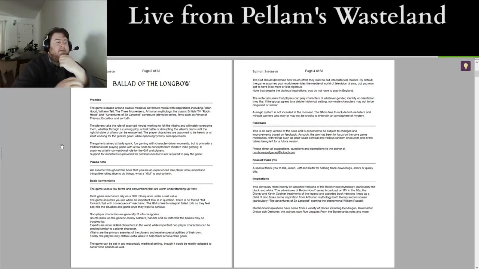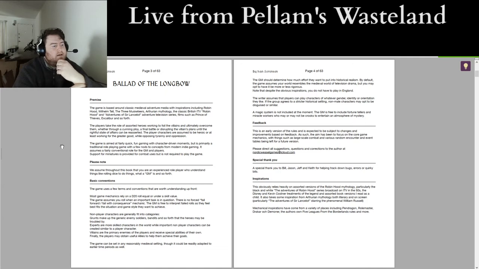Here, let me read out this section. Players take the role of assorted heroes, working to foil the villains and ultimately overcome them, whether through a cunning ploy, a final battle, or disrupting the villains' plans until the rightful state of affairs can be reasserted. Player characters are assumed to be heroic and at least working for the greater good while opposing tyranny and oppression.